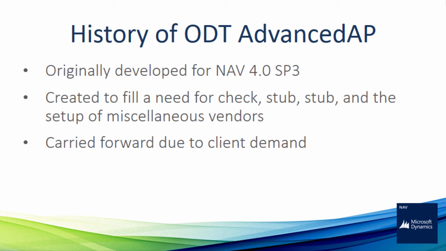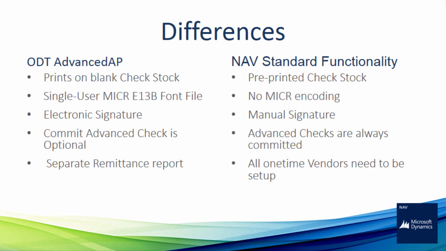So it started with check and just evolved as we started incorporating additional features and functionalities that we found as typical requests. And we've continued to carry it forward simply because of our client and our partner demand for the add-ons. So again, we have that available for NAV 4 all the way up to NAV 2016. So what are the differences and why?